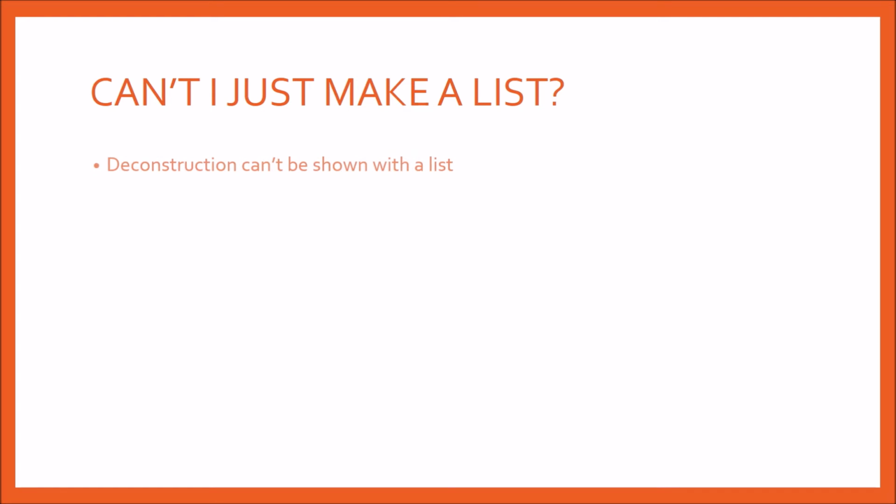So here's the answer. Deconstruction can be shown with a list? We have discussed this earlier. A WBS is basically the deconstruction of a project. You are showing in a graphical way how your project is being deconstructed into several levels of work packages. You cannot show that with a list.